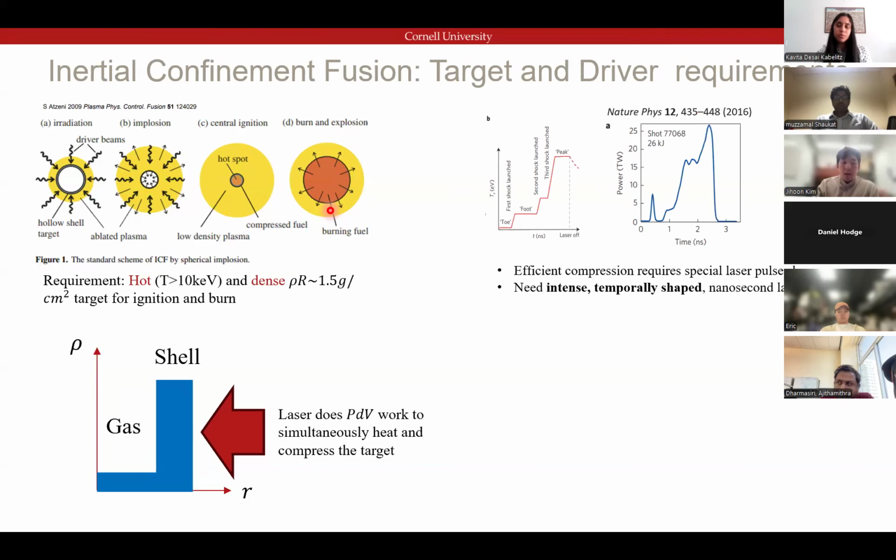So how do we do this? It turns out that in order to do this compression heating very efficiently, you can't just have a flat top laser. You need something special. So these are some examples from Nature Physics.